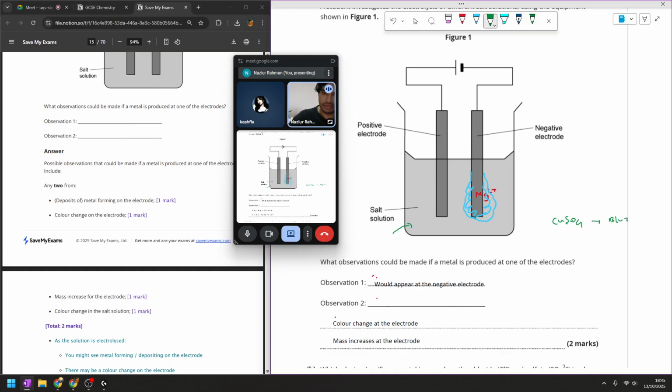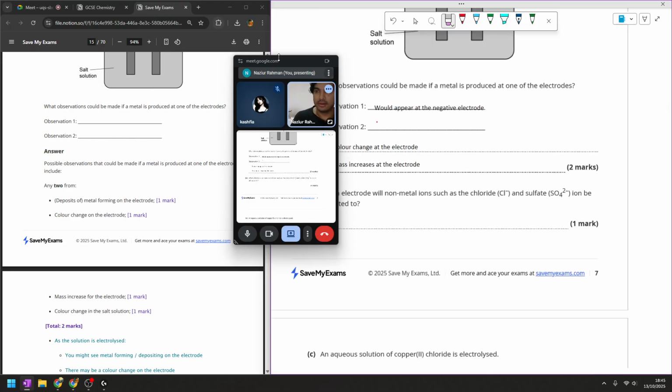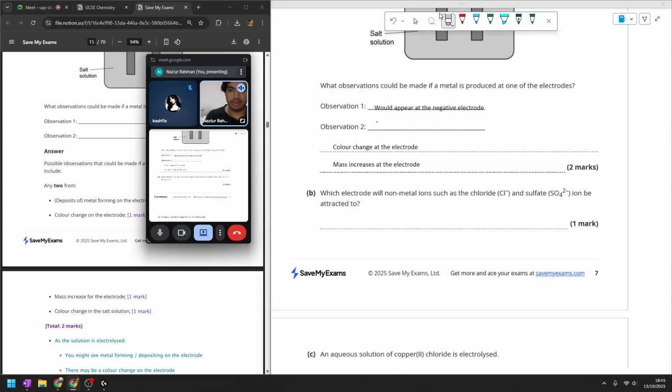All right. So over time, as the copper ions get removed from the solution, the blue color would fade away. You might also see a color change in the salt solution because the metal ions create the color, and as you use up the metal ions, turn them into solid, the color would change. Which electrode will non-metal ions such as chloride and sulfate be attracted to? So that's the positive one. If they say why, you'd say also because opposite charges attract.